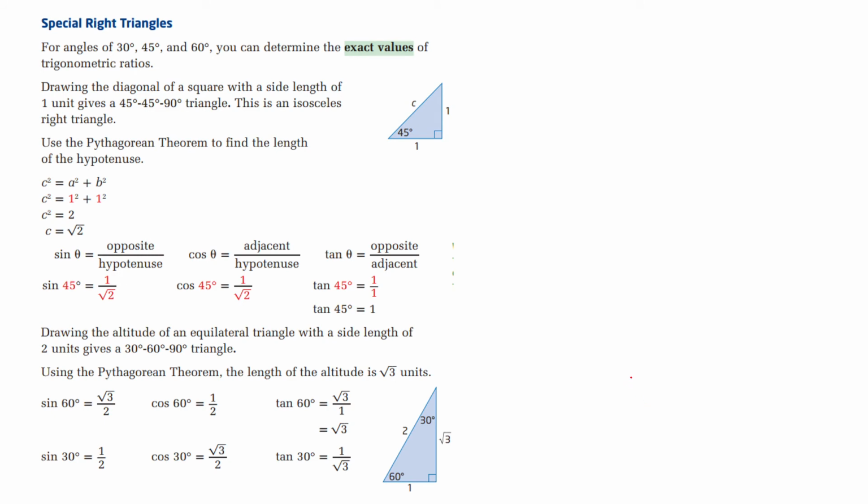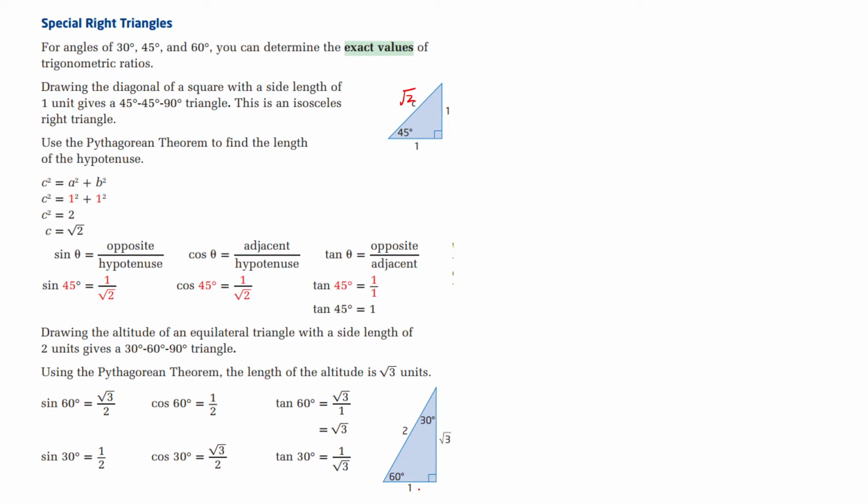And we look back at two special triangles that we already learned in grade 10. That is the 45, 45, 90 right angle triangle. So we know that this triangle is 1, 1, root 2. And sine 45 degree is 1 over root 2. Cosine is 1 over root 2. And tangent is 1.